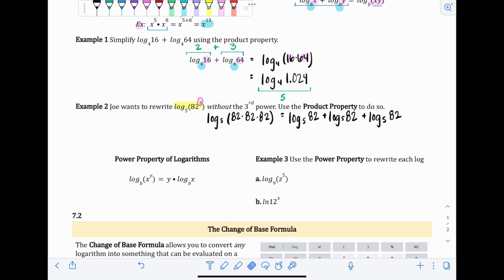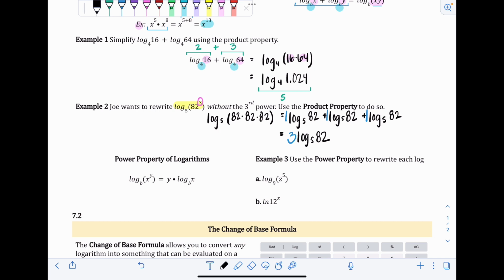It's kind of unsimplifying it, where normally we would take 3 logs being added together and condense them down into the log of all the products. But we're expanding it out. And now anytime you have the same thing being added to itself, we can think of this as 1 log, 1 log, 1 log. So we have 1, 2, 3 log base 5 of 82s.